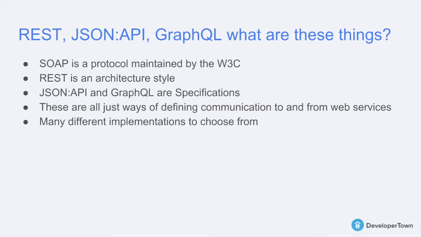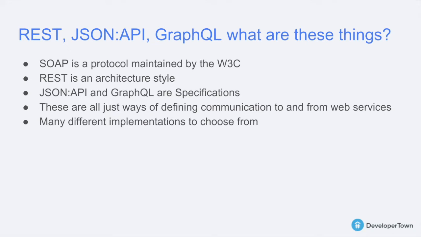So the major difference here is that REST is, like I said, an architecture style, which means it's open to many different interpretations. Whereas JsonAPI and GraphQL, those are rigid specifications that dictate what the implementations should look like.